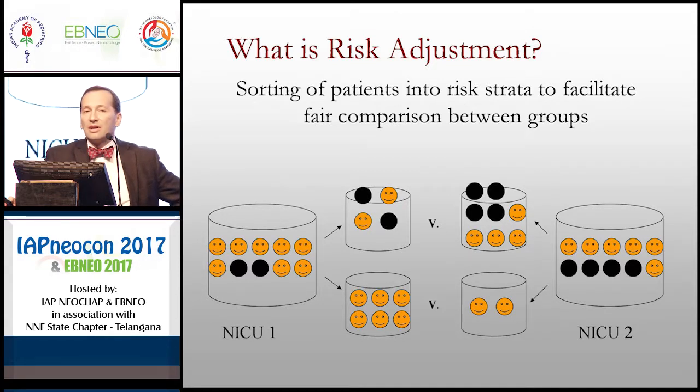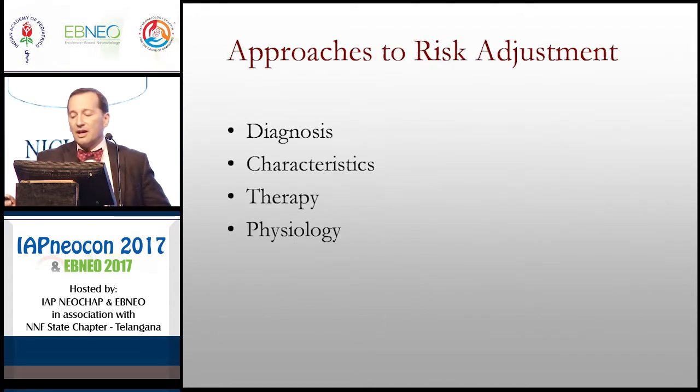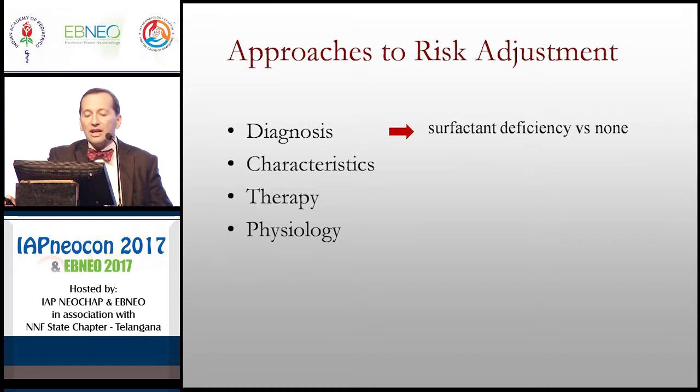Now we've converted an impression that NICU 1 is a superior sort of NICU into an impression that these are actually equivalently performing sites. So all different kinds of risk adjustment basically just do this. Even if they're doing it in a very methodologically sophisticated way, all they're really doing is stratifying so that we can compare apples to apples. The approaches basically fall into several categories: diagnosis, characteristics, therapy, and physiology.